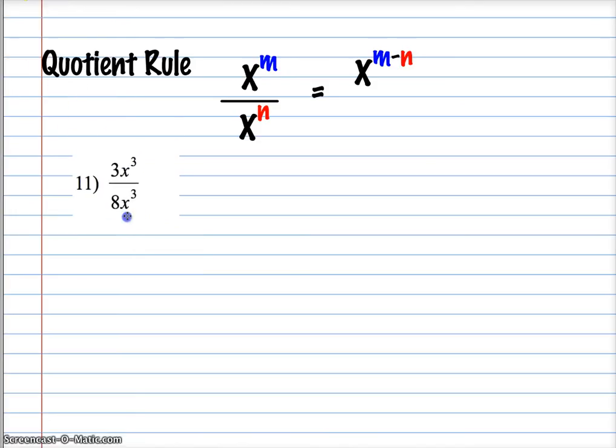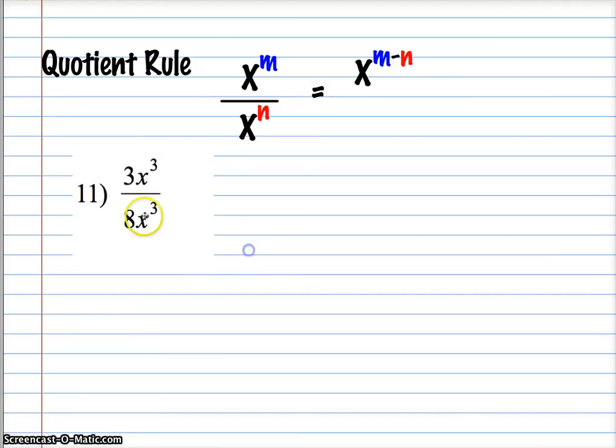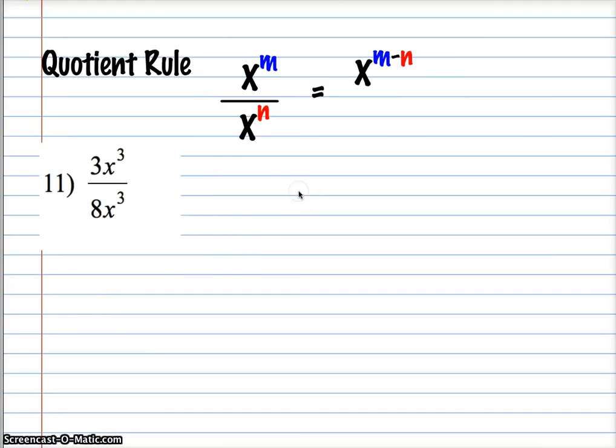Okay, and like I did before, I'm just going to expand it out. I want to see all the different parts to this equation. So on the top, my numerator, I have a 3. There's my 3. And I have 3 x's: x times x times x. Okay, that's my numerator. My denominator is an 8 and 3 x's, 1, 2, 3, all multiplied together.